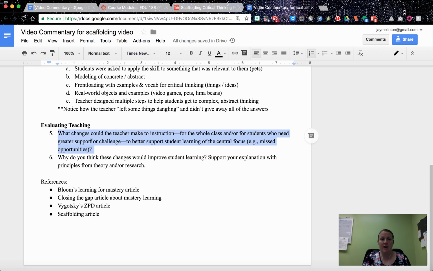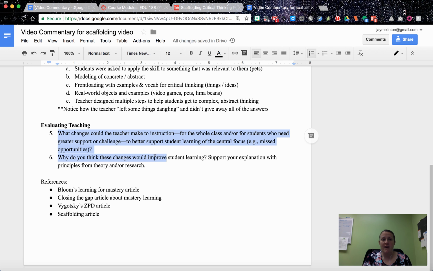So in the first paragraph, you're just describing something that could have happened differently. Could be one thing or a couple of things. And then in the last question, you're describing why that change or those changes would have made a difference for students. And this is where you're going to bring in your theorists again. So which of your theorists would support those changes?